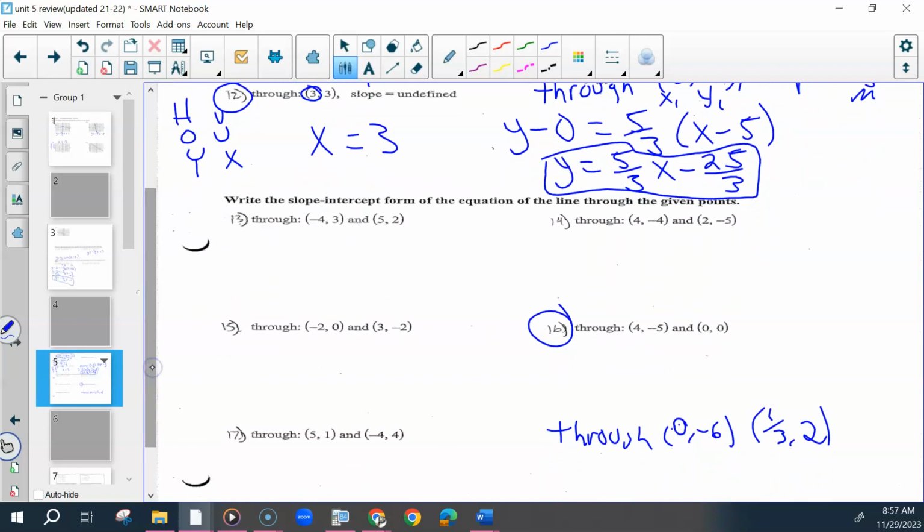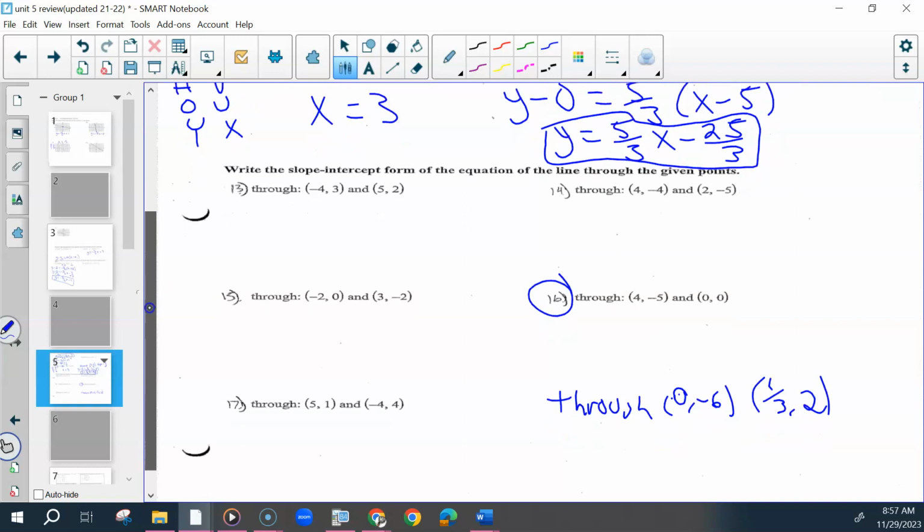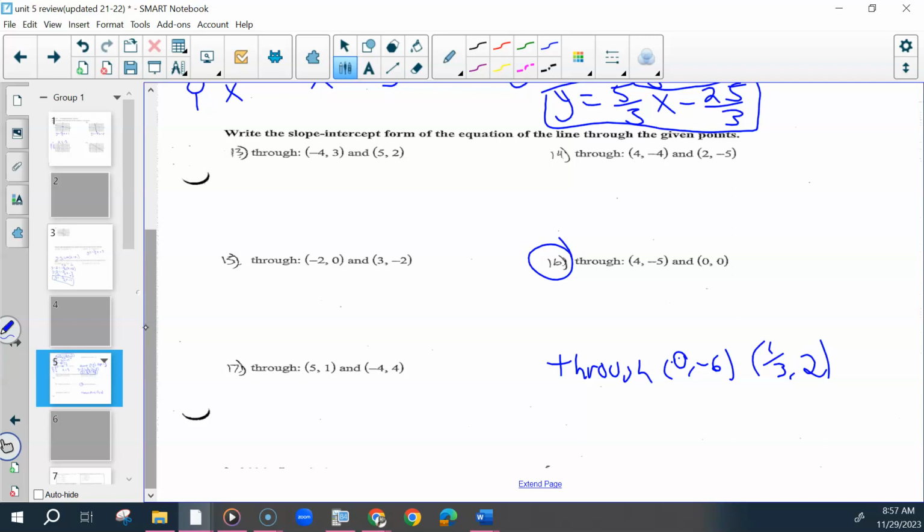For 16, in this section we are given 2 points. We have to find the slope before we can use our point slope. So we would be doing 0 minus a -5, or plus 5, over 0 minus 4. What would that slope be?